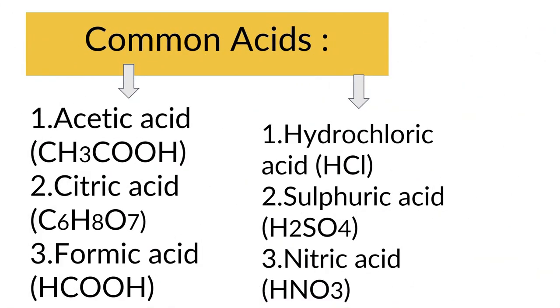Now the question is, what are common acids that we are familiar with? One is acetic acid, which is used at home like vinegar. Citric acid, which is present in citrus juices. Formic acid, which is released by an ant when it bites us. Hydrochloric acid, which is released in our stomach. Sulfuric acid, which is known as the king of chemicals, and nitric acid.